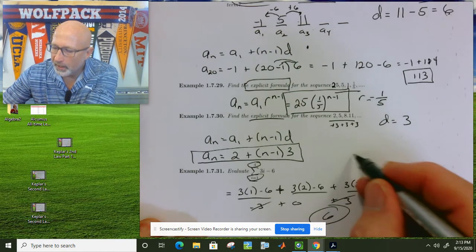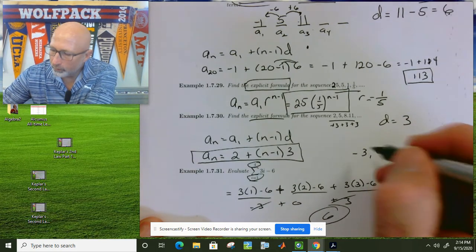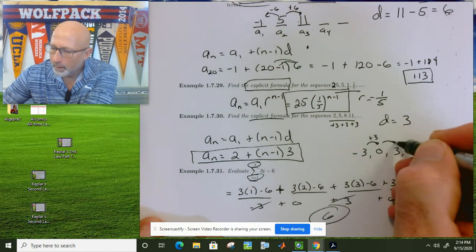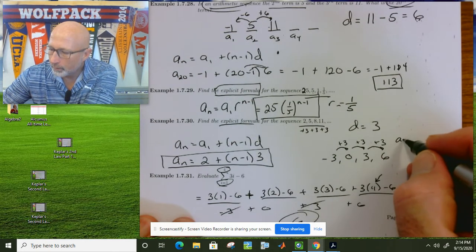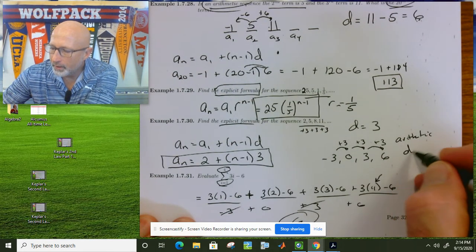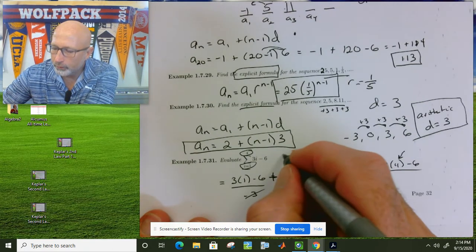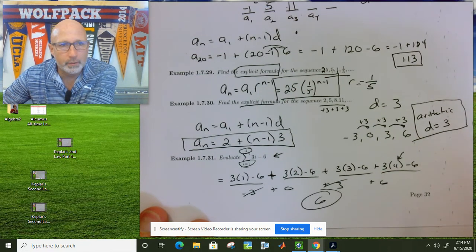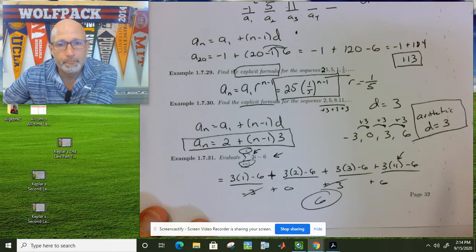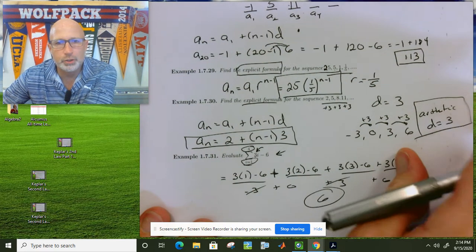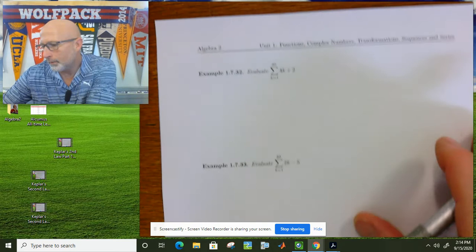Okay, now, before we move on, I want you to pay attention to something. Notice these terms: you have negative 3, you have 0, you have 3, and you have 6. If you notice, you're adding 3, plus 3, plus 3 again. This is arithmetic, and the common difference there is 3. Now, if you look at this equation closely, where does the 3 pop in? The 3 pops in right there. That is what the common difference is equal to. So just by looking at that equation, you should be able to determine what the common difference is.